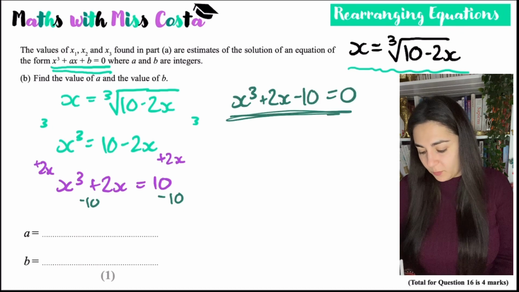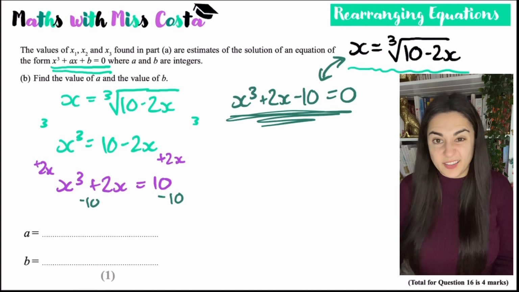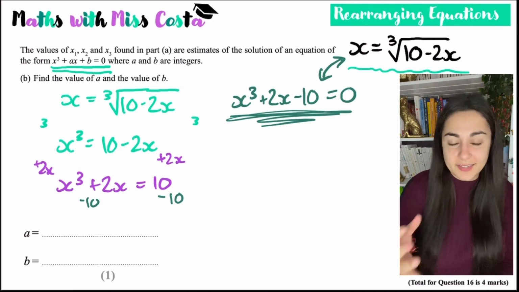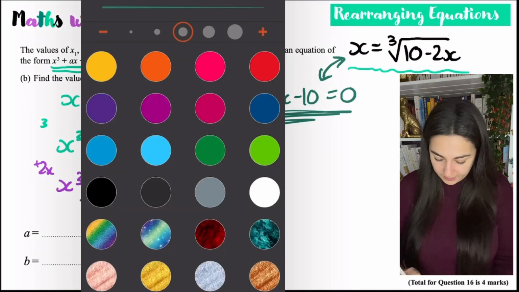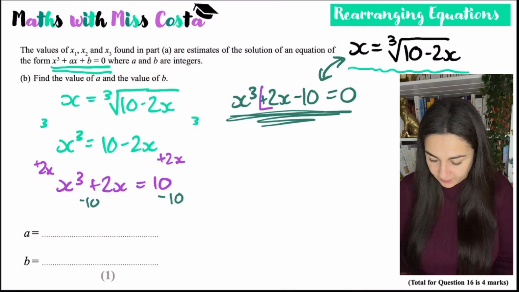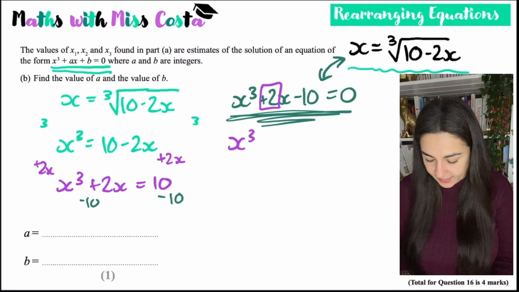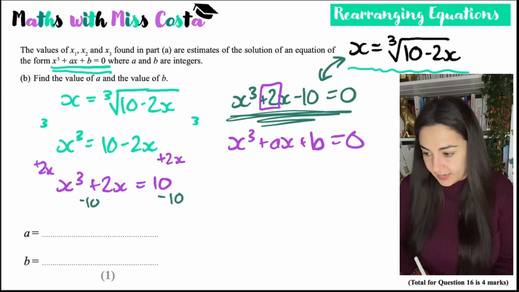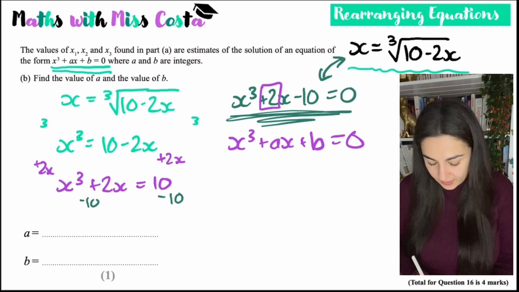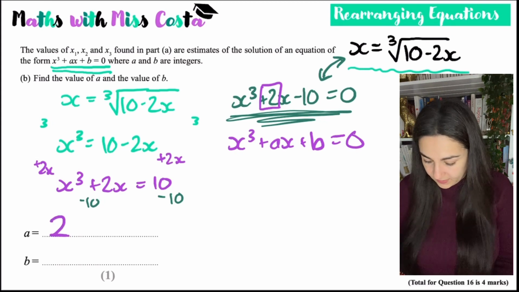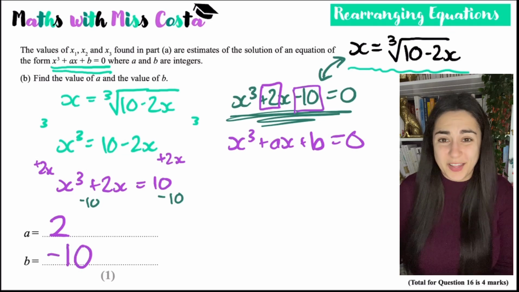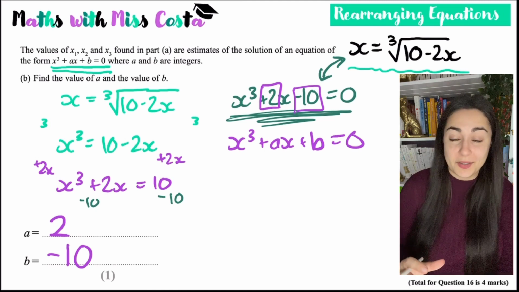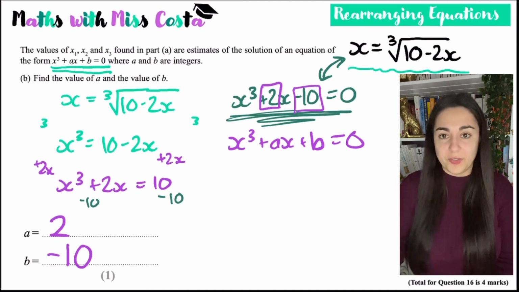So now it's in the form. All I've done is rearrange this equation into this form. So remember, you can manipulate things as much as you like. And therefore, I've worked out the values of a and b, because the value of a is over here. If I just line them up like this, x cubed plus ax plus b equals 0. So the value of a is 2. And the value of b over here is -10. So that's all I'd do for that. So if they give you something like this, you just rearrange the equation to give it in the form that they want.